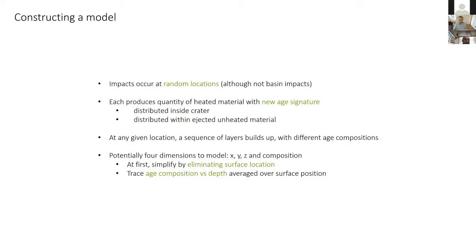If you want to build a complete model, there are potentially 4 different dimensions to this. There are the X, Y, and Z positions, but there is also the composition at any point. I was just saying that there are potentially 4 dimensions to the model: X, Y, and Z, and composition. In this simplified first variant, we exclude the X and Y and model only the depth and the composition.